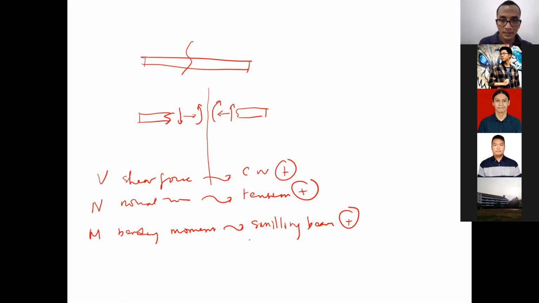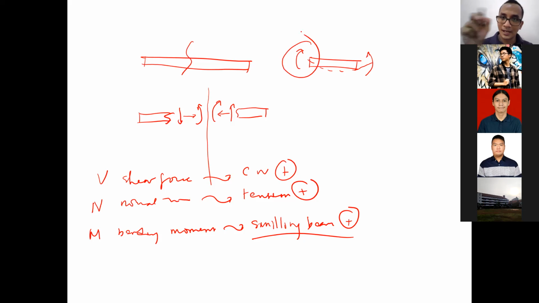But maybe you are a bit confused about the smiling beam here. So why is it like this? Because if we take a look at a beam, and we give a moment like this, the deformation which will happen to the beam will be like this, and it is smiling, right? So that's why it's supposed to be clockwise if the cut is on the left edge like this, and counterclockwise if the cut is on the right edge like this. I think it's clear enough for the sign convention.